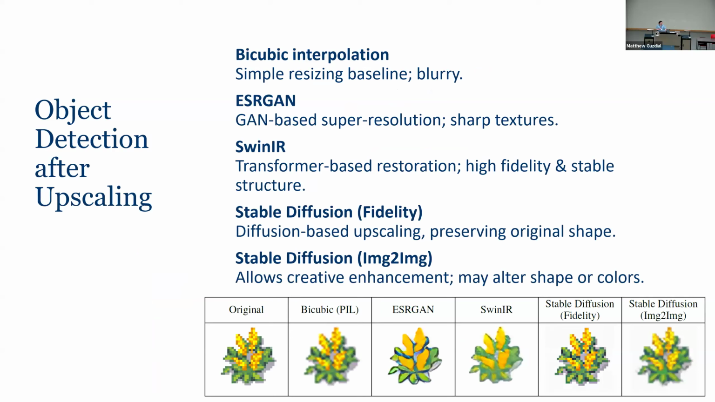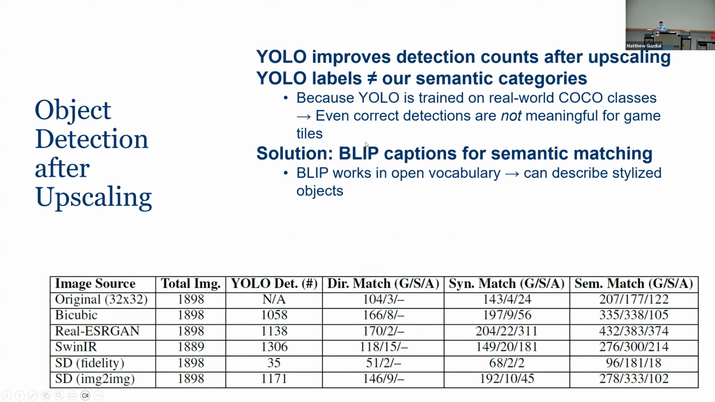And the next part is to help the model interpret tiny pixel tiles. We tried several upscaling methods, from the simplest bicubic methods to the GAN-based method, to transformer-based or diffusion-based methods. Each produces different visual qualities, which affect both the detection and the semantic matching. And here is how it works.